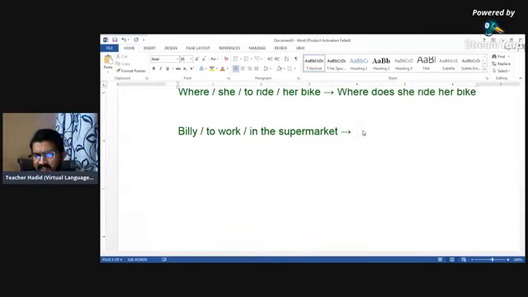Billy is singular, right? Third person, because I'm not talking to Billy, I'm talking about Billy. So I can say Billy, I can say he, same thing. So I will say does, I cannot say do. All right, I am writing like this. Does Billy work? I cannot say works, because with does we have to eliminate the s from the action. So does Billy work in the supermarket?